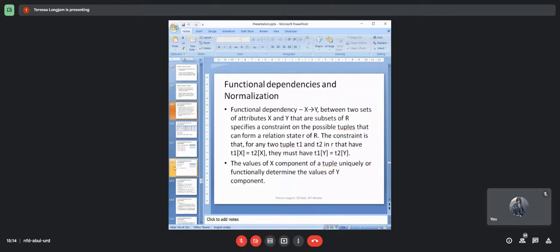If you have a wrong design, if certain constraints are not applied on your design, then these anomalies may arise while using the database. So that is insertion anomalies.